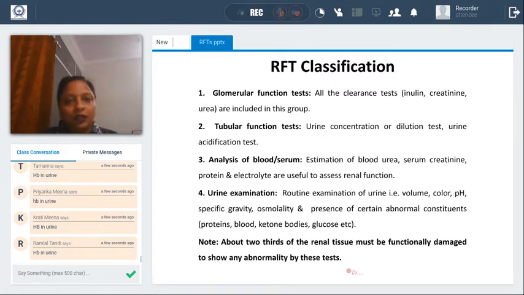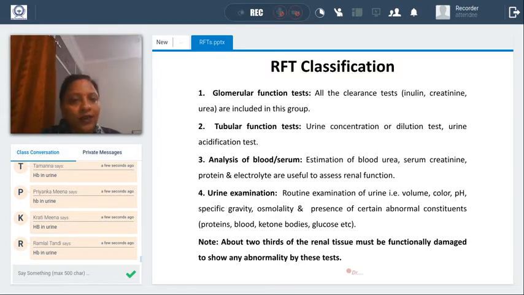This is another way of depicting the classification of RFT or kidney function tests. First is glomerular function tests. All clearance tests, inulin, creatinine, urea, are included in this group. Tubular function tests: urine concentration, dilution, or urine acidification test. Then analysis of blood serum: estimation of blood urea, serum creatinine, protein, and electrolytes are useful to assess renal functions. And the last one is urine examination, urine analysis, routine examination of urine.